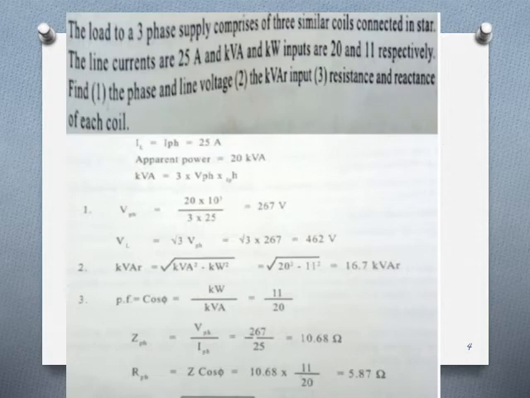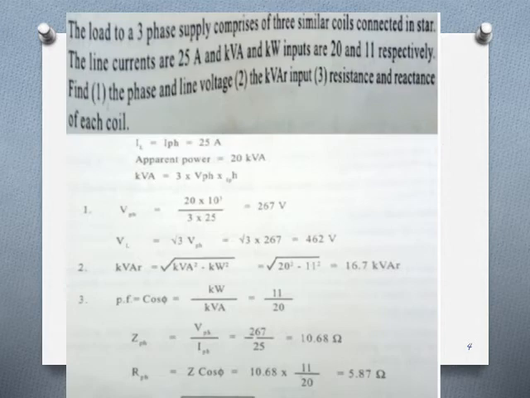10 raised to 3 is just kept outside. Kilo, you can write it outside. So, it is the square root of 20 square minus 11 square. We get the reactive power as 16.7 kilo. The unit is VAR. Next, you have to find out the resistance and reactance of the coil.